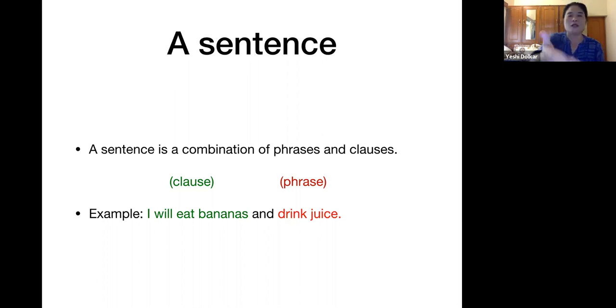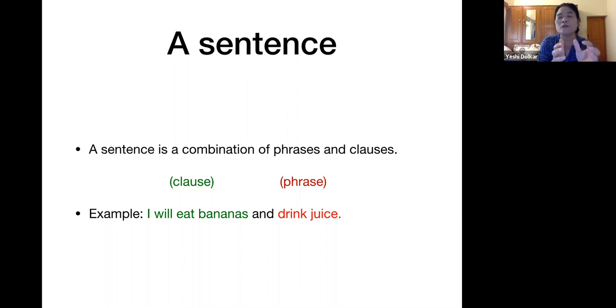Okay, so let's look at this sentence. You can see I have a sentence down there: I will eat bananas and drink juice. If you look at the first one there, I will eat bananas, this part of the sentence is called a clause. And then the two words written in red, that's a phrase. So, I will eat bananas.